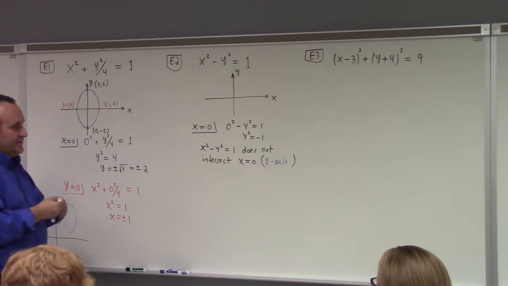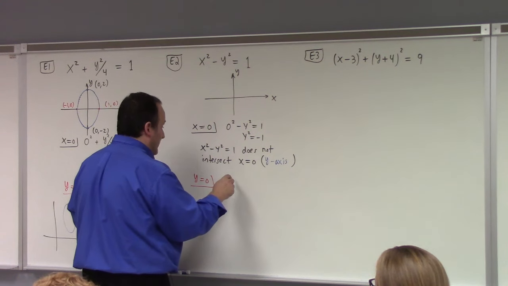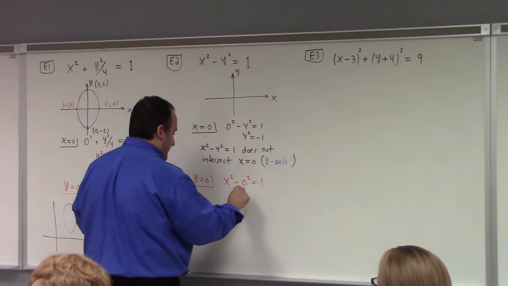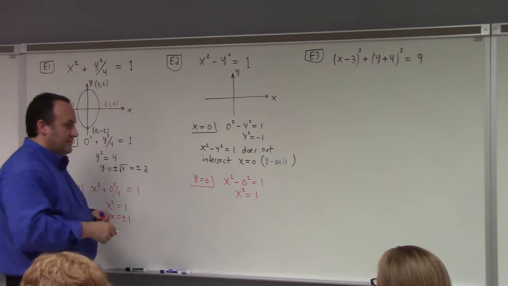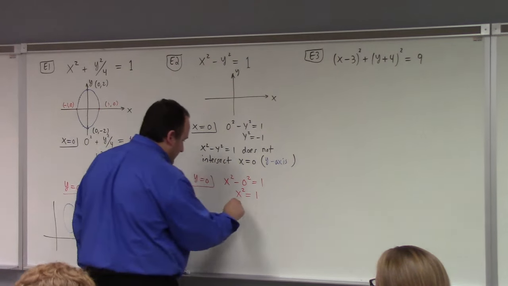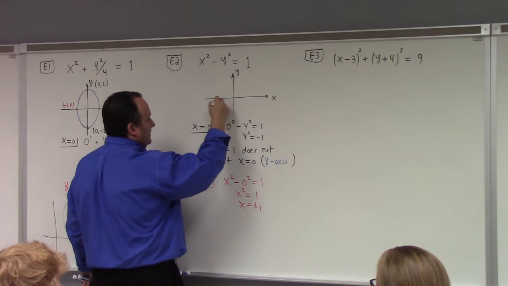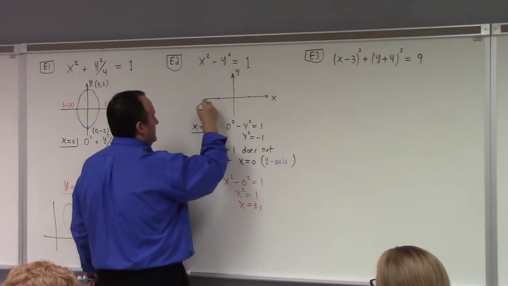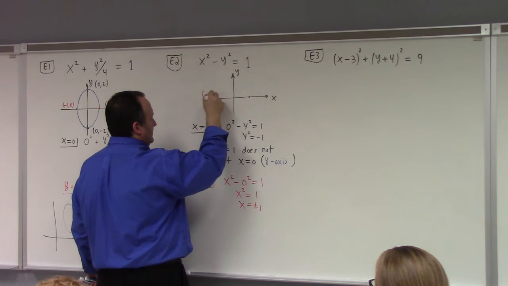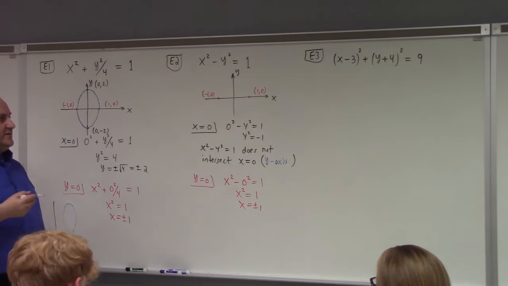All right, so let's look at y equals 0 and see what happens there. Well, we have x squared minus 0 squared equals 1. x squared equals 1. We know how to solve this. x is equal to plus or minus 1. Which means I get this point here and this point there, namely minus 1, 0 over here, and 1, 0. Now that's not the whole story yet.